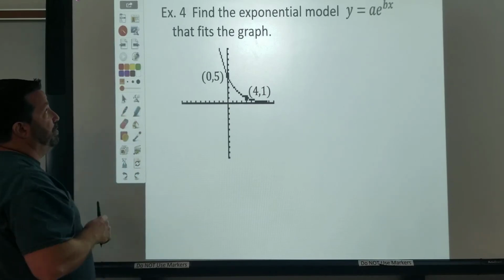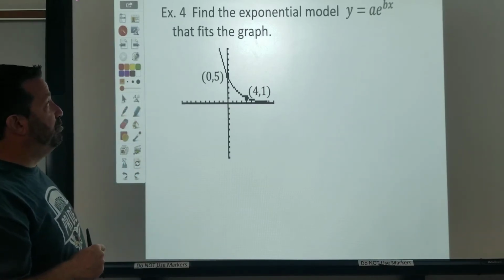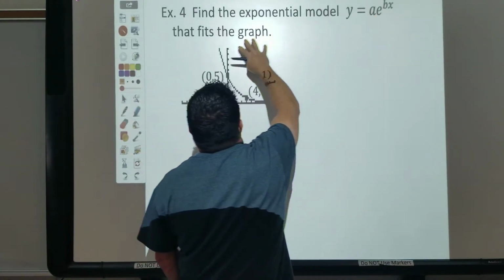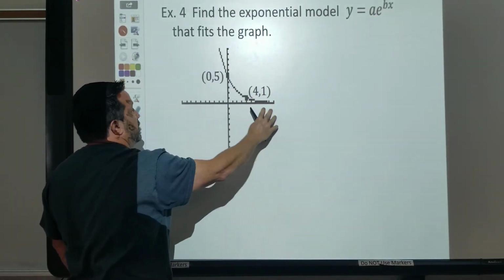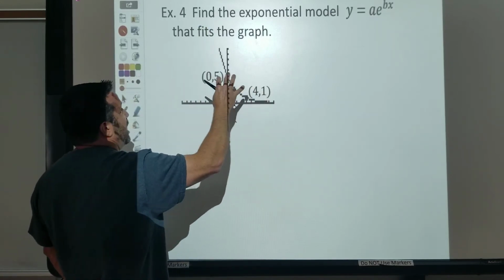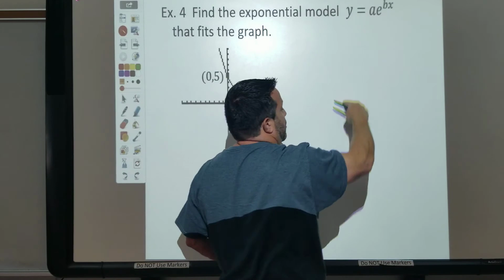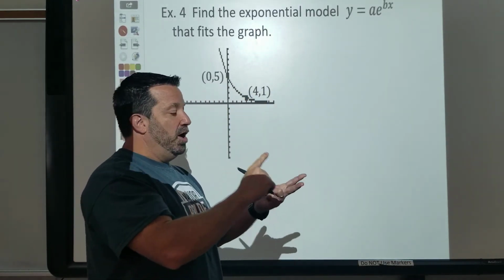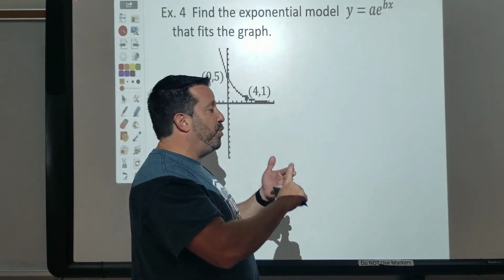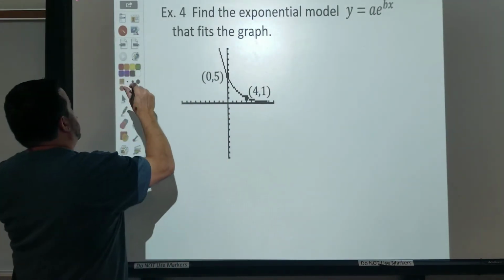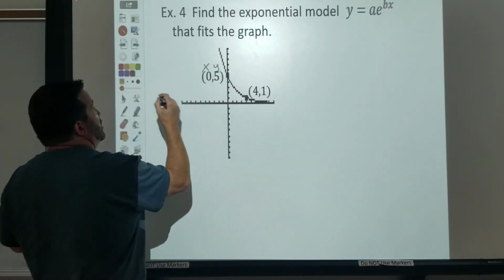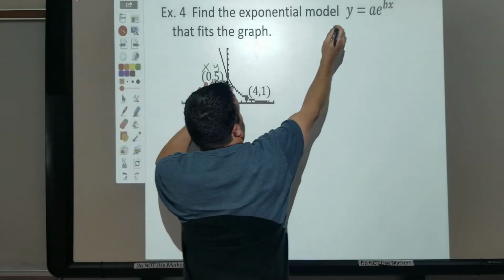Now, the next problem. Find the exponential model, and it's telling me what my equation should look like. And I want it to fit this graph. So I've got lots of points, but I've given us 2 of them here. So anytime you're given an equation that you want to write, whether it's a quadratic equation, a linear equation, a cubic equation, whatever, if you're given some points, what you want to do is just start plugging those in. This is an x and a y. And so I could take these values and plug them in here.